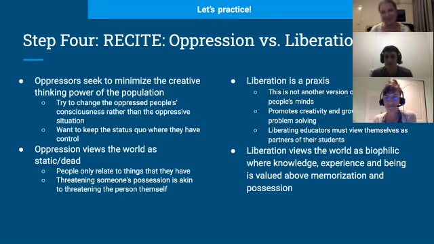It promotes creativity and growth through problem solving, like you were talking about, changing the system, education, more critical thinking. And liberating educators must view themselves as partners of the students, right? Instead of one person knowing everything and the other person knowing nothing, the teacher and the student are both learning and teaching each other. And finally, liberation views the world as biophilic, focusing on life, where knowledge and experience beat out memorization and possession. Yes, excellent.